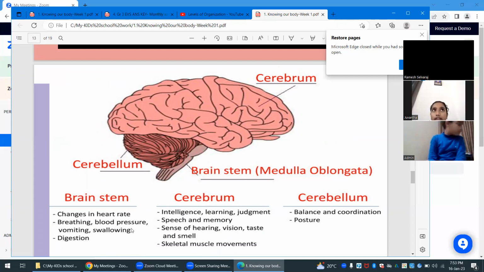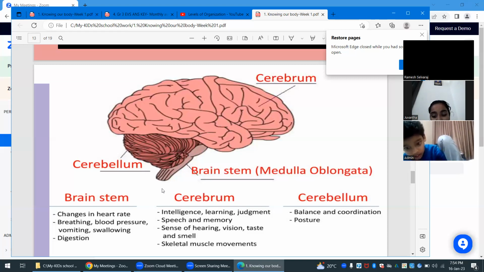Changes in heart rate, breathing, digestion, breathing, blood pressure, and vomiting, digestion. Have you ever vomited? Yes. Why? Okay, let it be. Why you answer later. If you are vomiting, then brain stem only helps you to vomit properly.